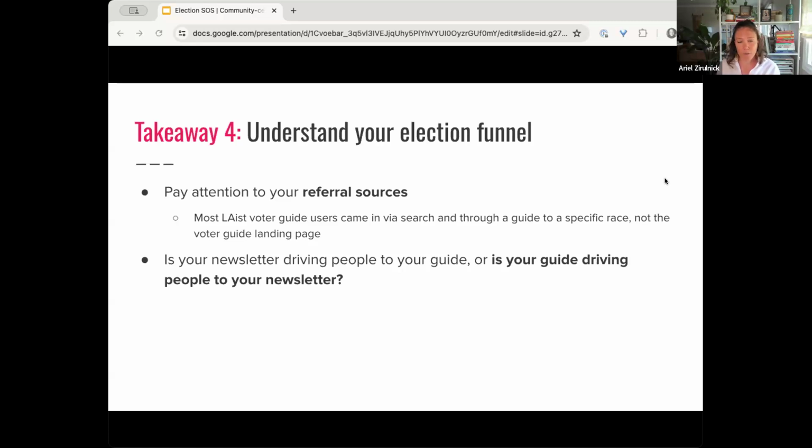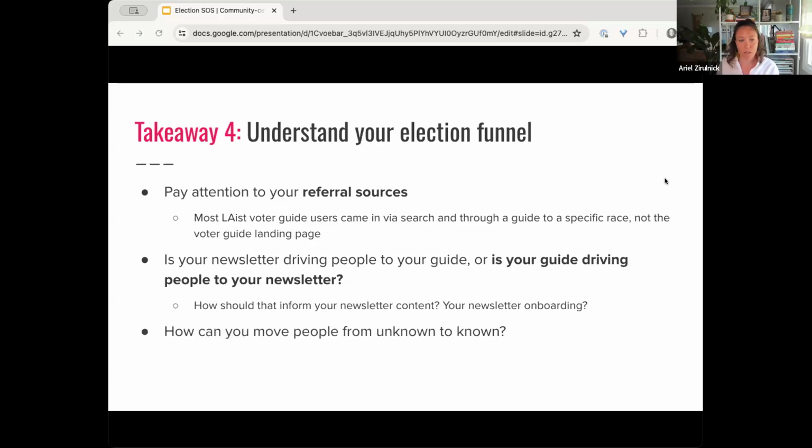When you think about the funnel, it's really important to ask yourself and try to figure out, sort of from past data, are you hoping that that newsletter is going to drive people to your guide? Or because of the prevalence of search, is the guide going to be the thing that people see first before they end up signing up for your newsletter? And how should that inform your newsletter content? How should that inform your newsletter onboarding?